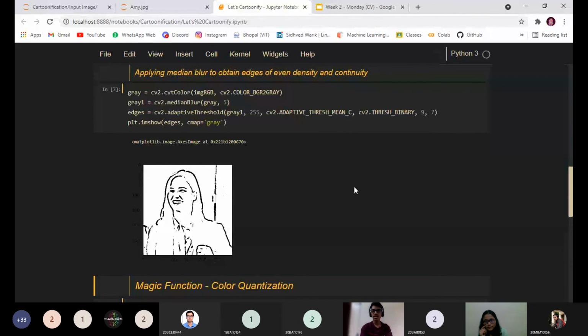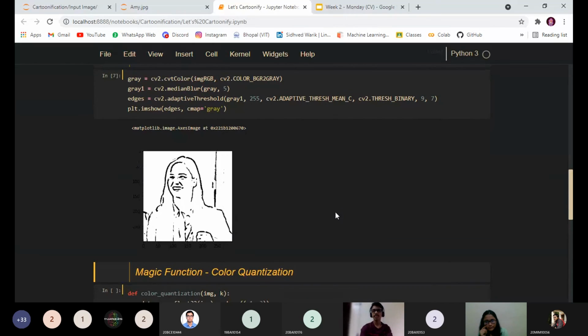Awesome. This looks perfect to me. It's good for me. I'll move forward with the main thing that is going to affect our cartoonifying.